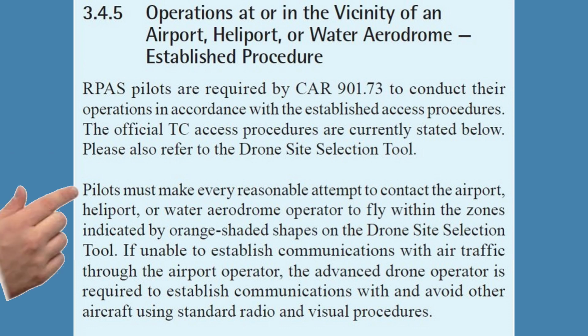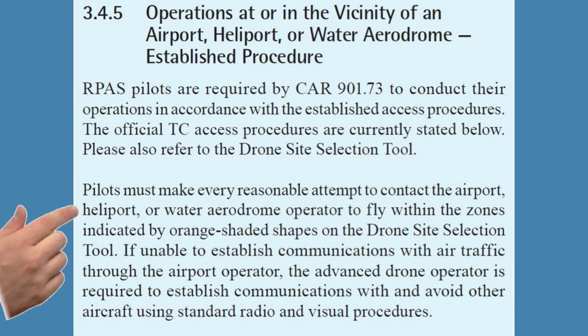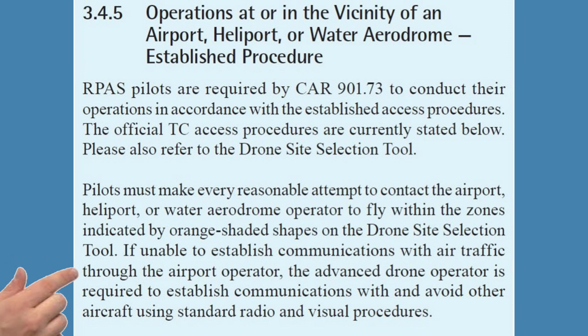Pilots must make every reasonable attempt to contact the airport, heliport, or water aerodrome operator to fly within the zones indicated by the orange shaded shapes on the drone site selection tool. If unable to establish communications with air traffic through the airport operator, the advanced drone operator is required to establish communications with and avoid other aircraft using standard radio and visual procedures. They then give a further layer of detail on this procedure.